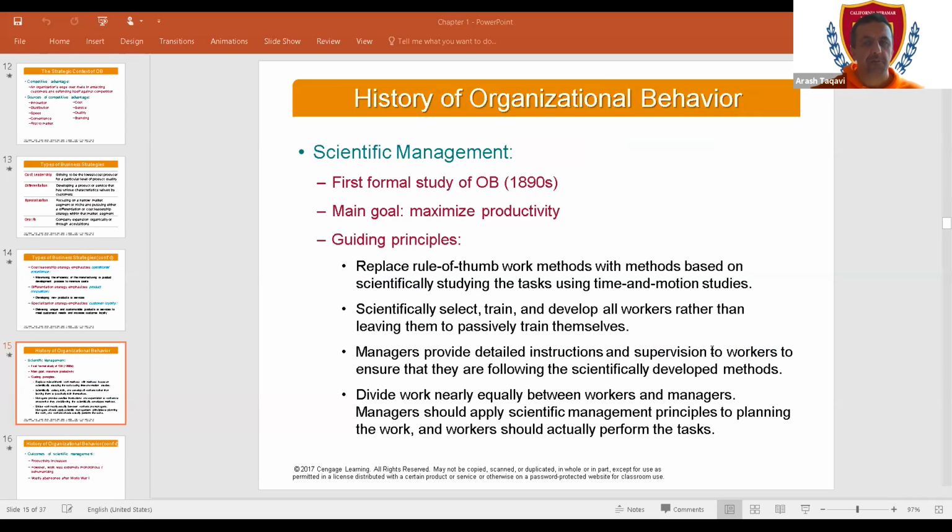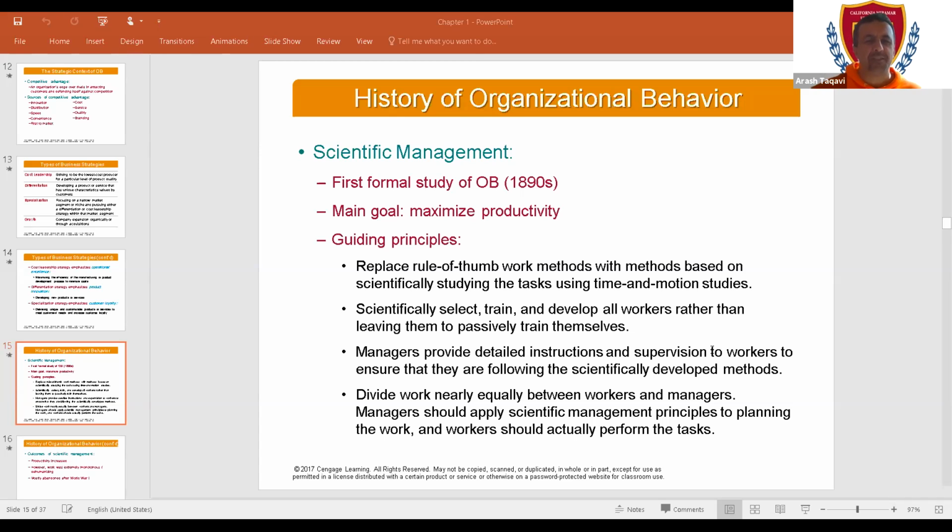Scientific management. The first formal study of observational behavior was in the last decades of the 19th century, the 1880s. The main goal was maximizing productivity. The guiding principle was to replace rule-of-thumb work methods with methods based on scientifically studying the task using time and motion studies. It is very important. Do you know anything about time and motion studies? It's a basic study of management in factories.